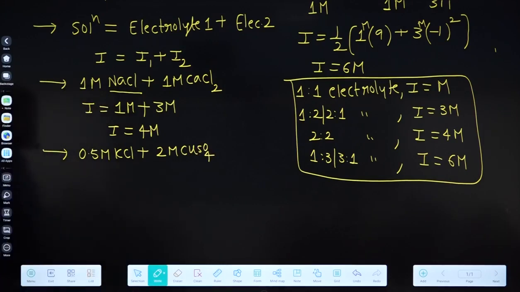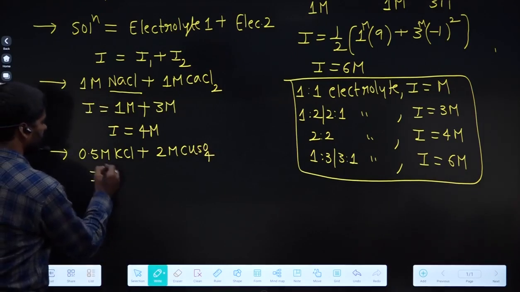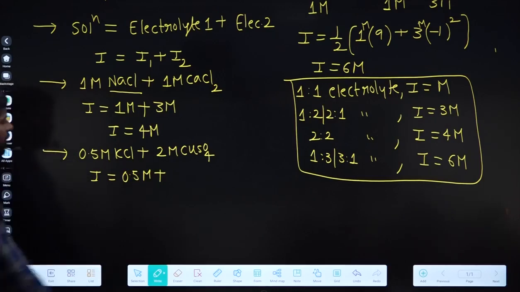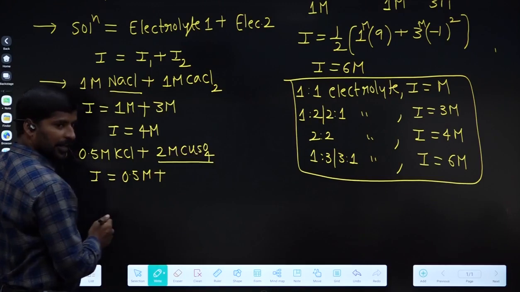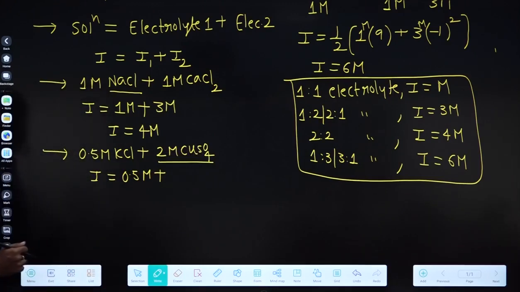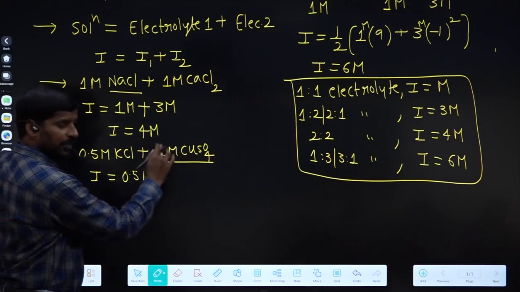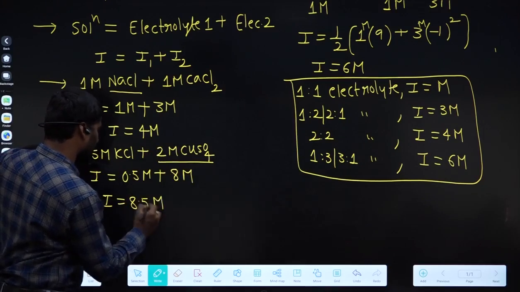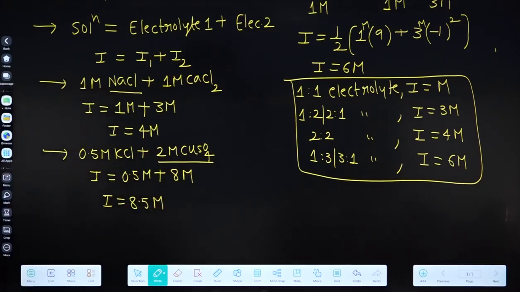For example, we have 0.5 m KCl plus 2 m copper sulfate. So I is equal to what? Here what we'll get again? 0.5 only. Here for a 2:2 electrolyte, I is equal to 4 m, that means 4 into 2 m, that is 8 m. So the resultant solution's ionic strength is what? 8.5 m. Okay. This is the concept of ionic strength.